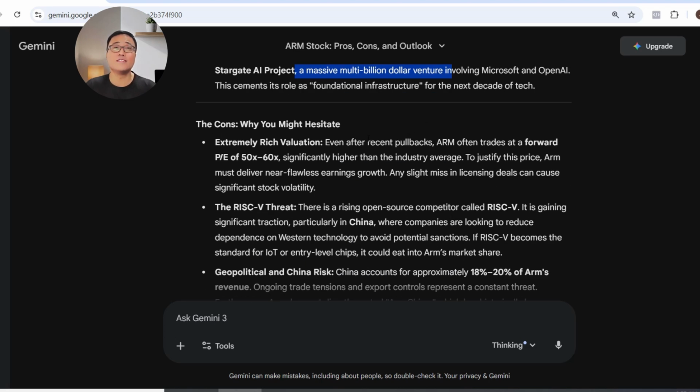The cons, and this is more important than the pros, because it keeps my expectations in check. And everyone's all hopeful when they buy stocks that it's just going to go straight up. But sometimes having a dose of reality check is good to have, so that you're not surprised, you're not caught off guard if the market moves against you. And take a look at this. Extremely rich valuation, PE of 50x to 60x. All right, so it's already overpriced for perfection.